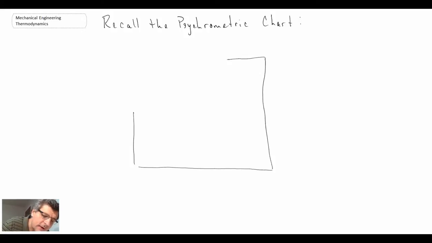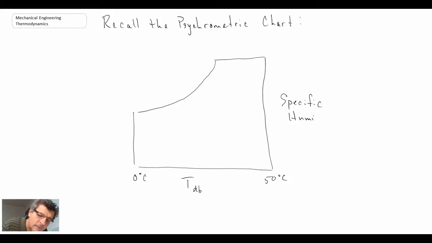So I'm just going to quickly sketch out what the psychrometric chart kind of looked like. We had dry bulb temperature, going from roughly 0 degrees C up to about 50 degrees C. We had specific humidity on the vertical, and the symbol for that is omega. And up here, this is where relative humidity was 100%, so that would be fully saturated air.